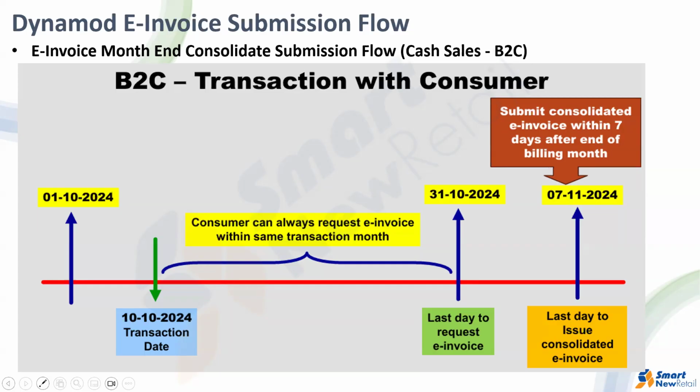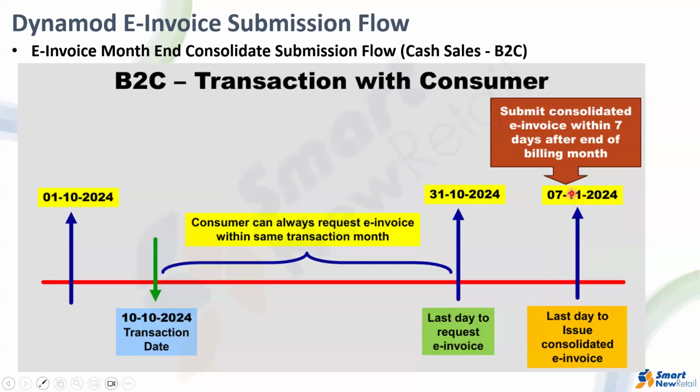Dynamod E-Invoice submission flow. Okay, so this is the month-end consolidation. This is where the consolidation part is. Let's say this is the October month. All the transactions created under October, you have to submit within 7 days from the next month. That means you must submit by November 7 at the latest. But this is the last day to issue e-invoice.